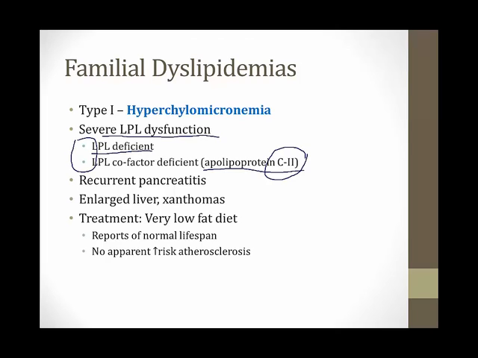The main symptomatic problem in these patients is recurrent pancreatitis. As I told you before, when your triglyceride levels get this high, you can develop pancreatitis, and people with hyperchylomicronemia get recurrent bouts of pancreatitis. They can also have an enlarged liver and they can develop xanthomas. The treatment is to eat a very fat-restricted diet. There are reports of people with this condition having a normal lifespan with no apparent increased risk in atherosclerosis if they're able to adhere to the low-fat diet.